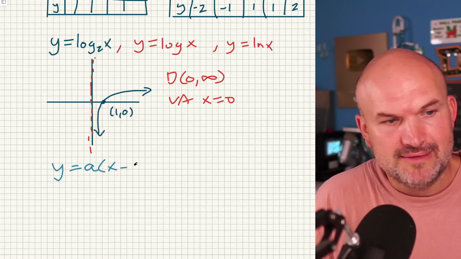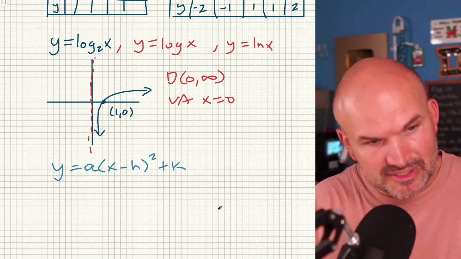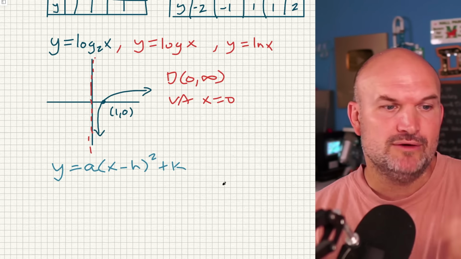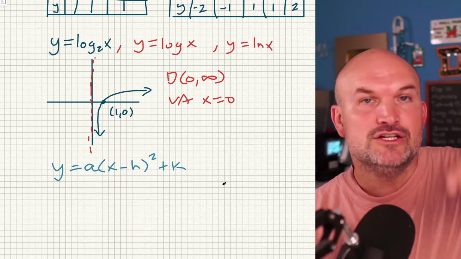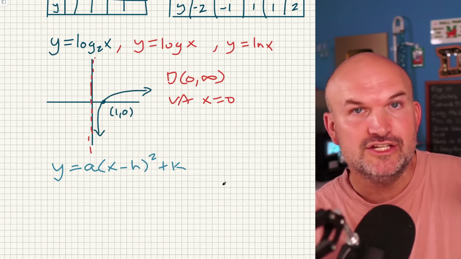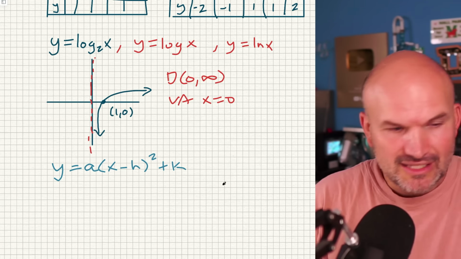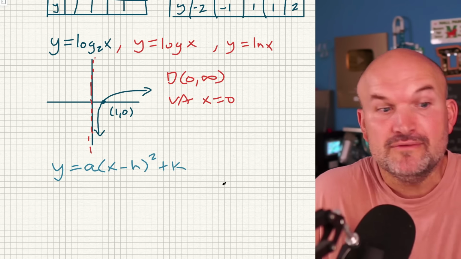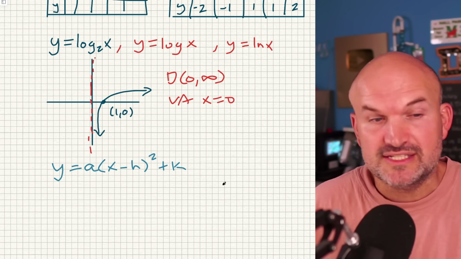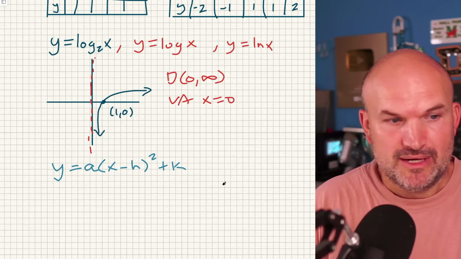y equals a times (x minus h) quantity squared plus k. If you remember this, ladies and gentlemen, this was the vertex form for a quadratic. Remember, (h, k) represented our vertex, a stretched or compressed our graph, h shifted it left or right, k shifted it up or down, right? And a lot of students, we've spent a lot of time with this, they get familiar with this, and hopefully it should be something that you're relatively confident in as we're now talking about logarithms.